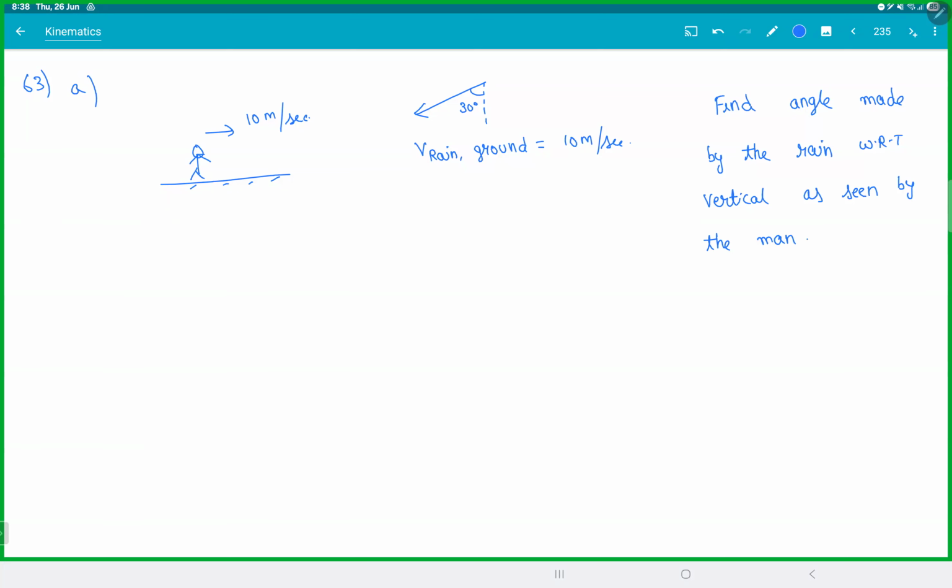Let's get this. The man is going straight with 10 and the rain is falling at an angle of 30 degrees with the vertical at 10 meters per second. Now, if you ask this person, boss, how is the rain falling? What will he say?